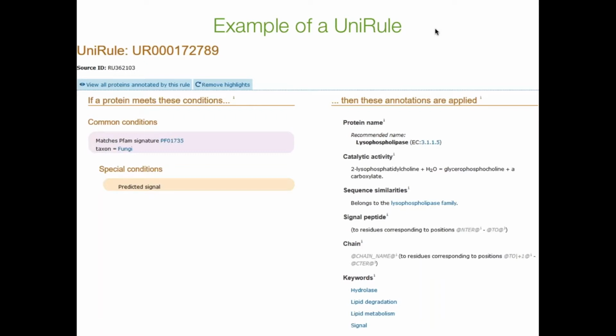If these conditions are met, then the corresponding sequences get a name, which in this instance is lysophospholipase. They also are annotated with a predicted catalytic activity and are put in a particular family, the lysophospholipase family of protein sequences. So imagine that you came across a sequence in a BLAST search where the provided name would be uncharacterized sequence, but after application of this rule, it would become a lysophospholipase.